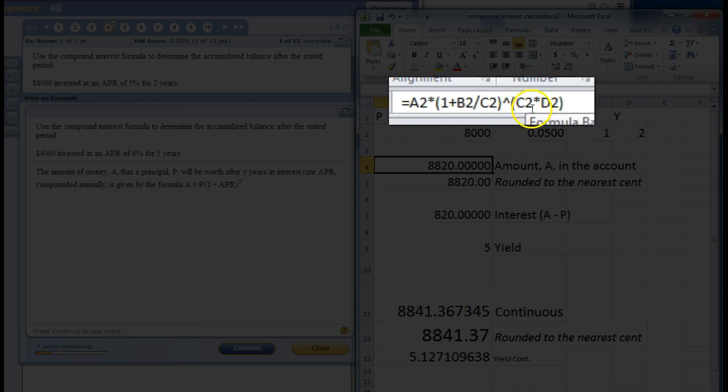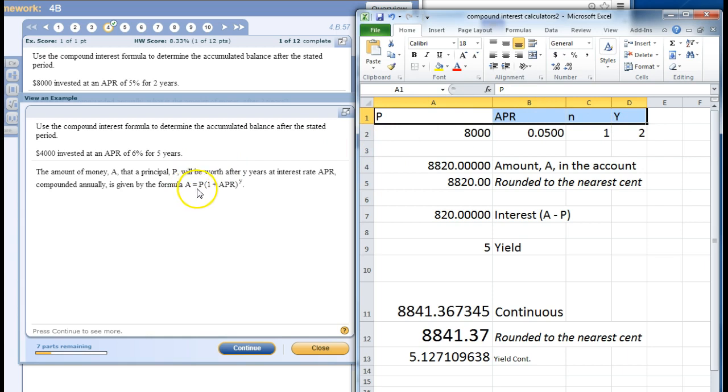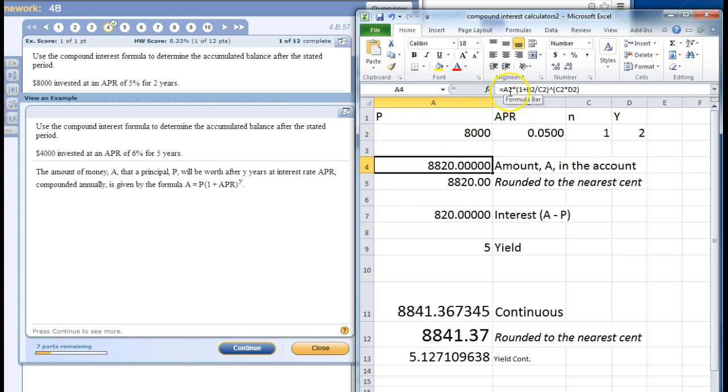What I'm trying to get you to see is that what I've got in Excel is the compound interest formula. So what I do when I do these problems is on the very top, I put all the different things that go into a formula: P, APR, N, which we'll get into more later, and Y. And then I write the formula by clicking in the cell where the numbers fall rather than writing the letters out. So let me give you another example.